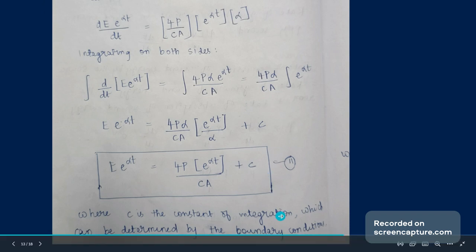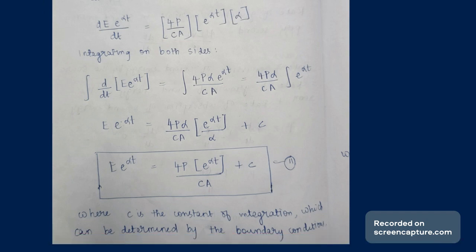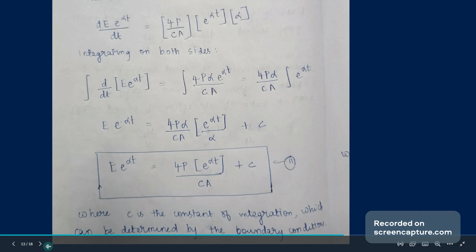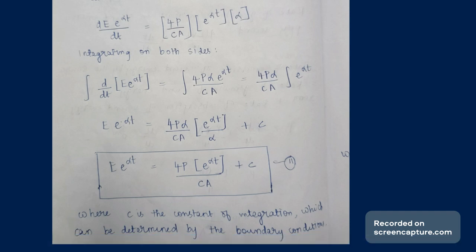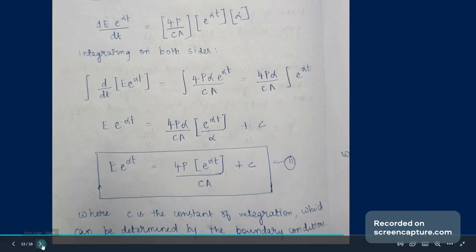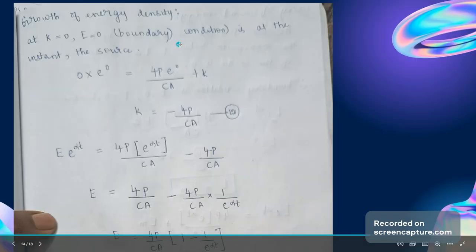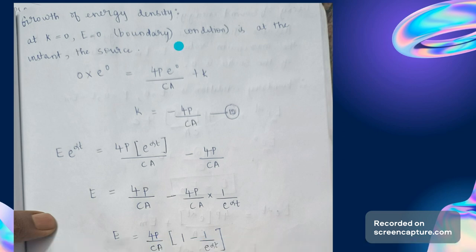The constant C is determined by the boundary conditions, and it changes depending on whether it's growth of sound energy or decay of sound energy. For growth of sound energy, the boundary condition that we are assuming is that t is equal to 0, E is equal to 0. Sorry, it should be t equal to 0, E equal to 0 at the start. When time is equal to 0, we are assuming energy to be 0.